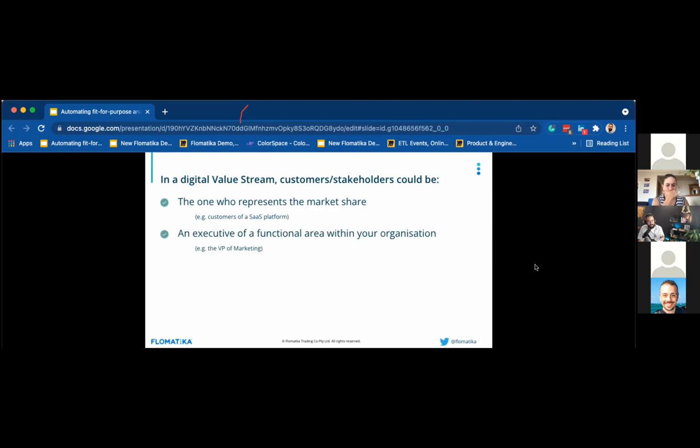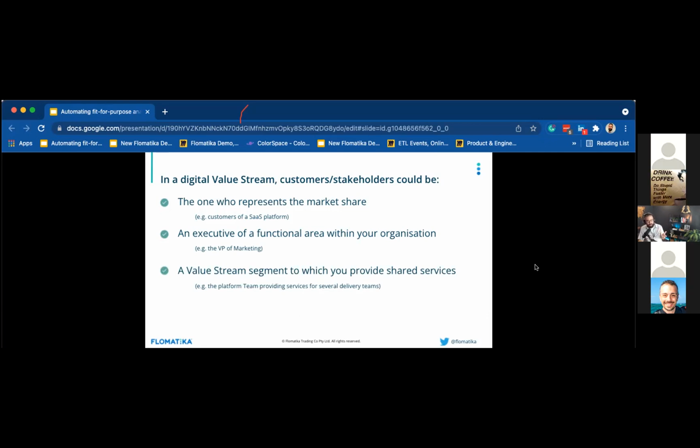The other one could be an executive of a functional area within your organization. It could be the VP of marketing, for instance. It could be a value stream segment to which you provide shared services. So you, as a highly specialized service supporting other segments in your value stream, they could be your customer in that case. Or it could be a governance body, like the PMO, a steering committee, a board, or a regulatory agency. So customers might manifest themselves in many different ways.